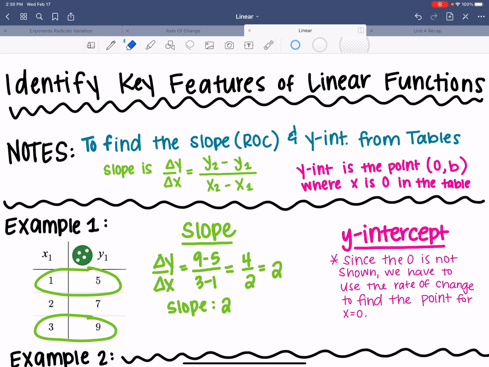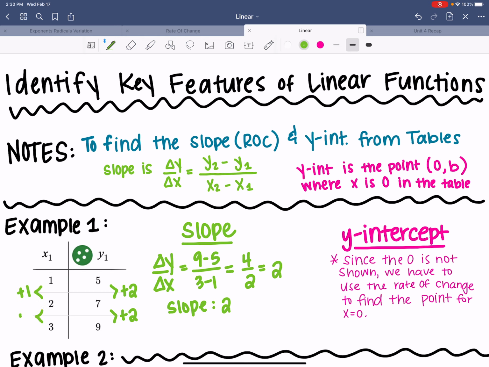Another way that we could find the rate of change is by just counting. Since this is a linear function, we could see what is our change in y by seeing how our y values are increasing. From 5 to 7, that's going up by 2. And from 1 to 2, that's going up by 1. 2 to 3 is going up by 1. So either way that we choose, we're going to get a slope or a rate of change of 2 over 1, which is just 2.